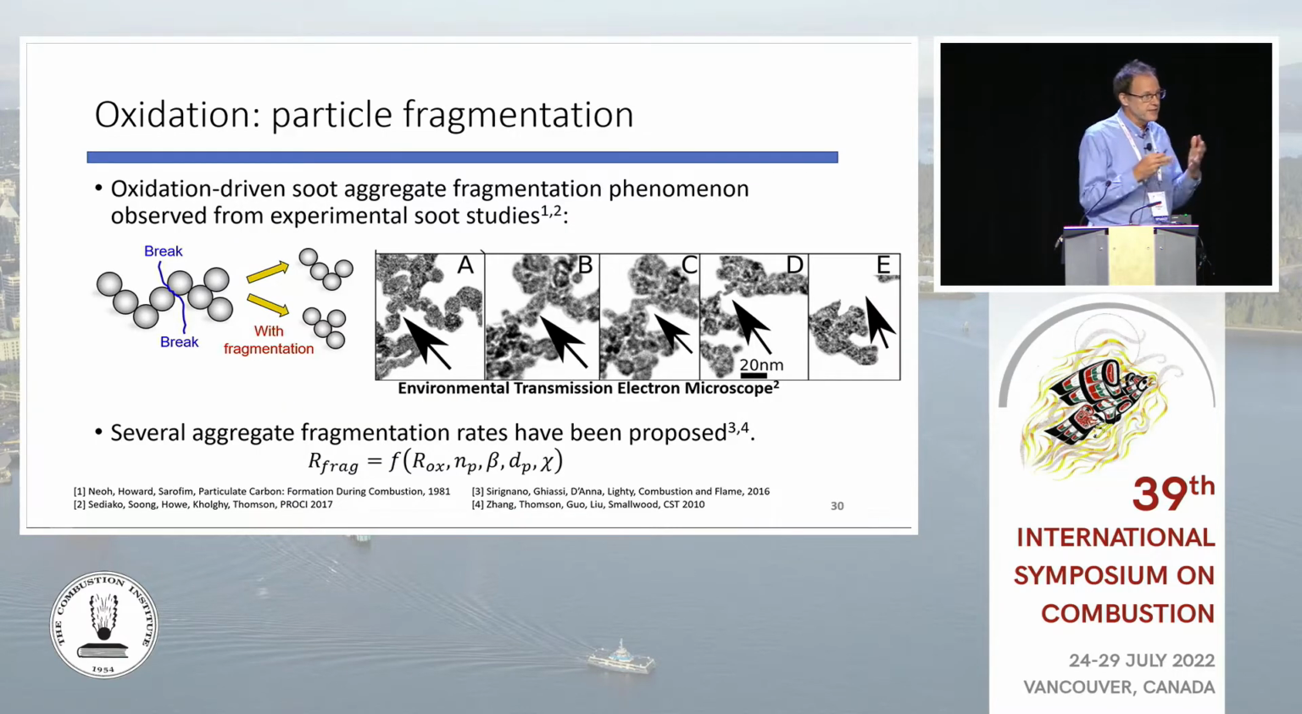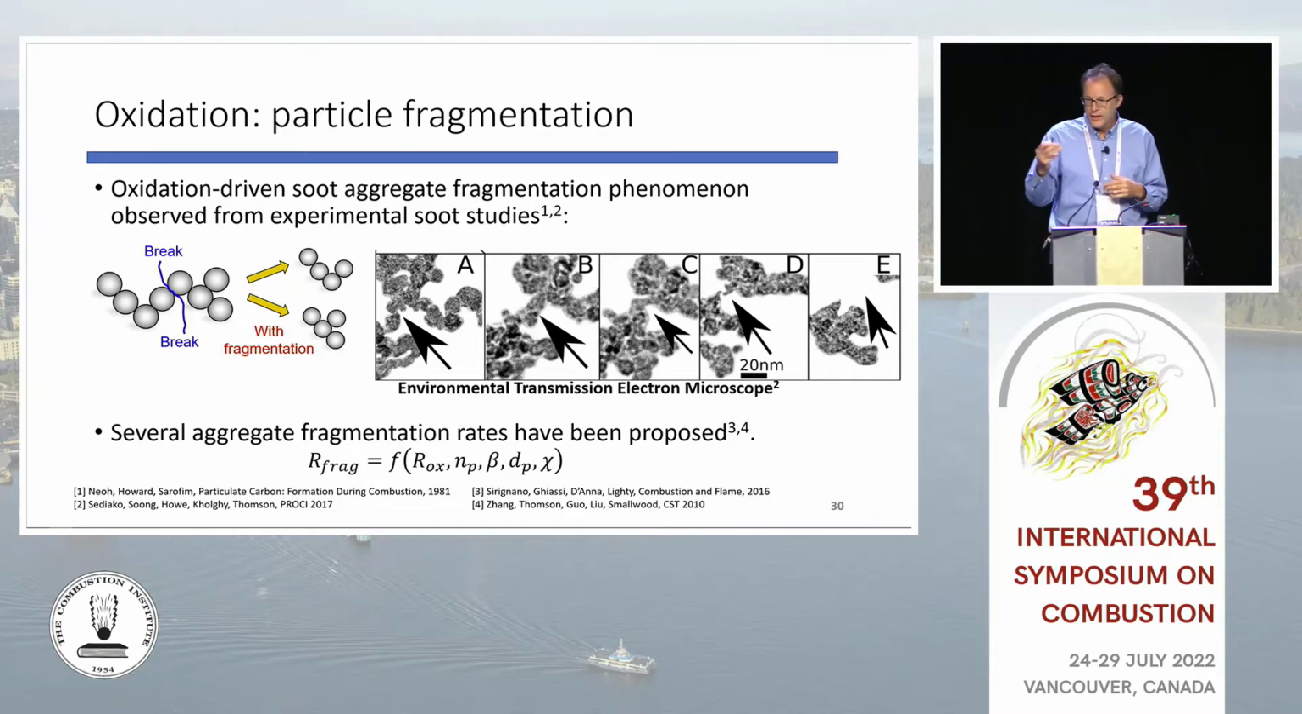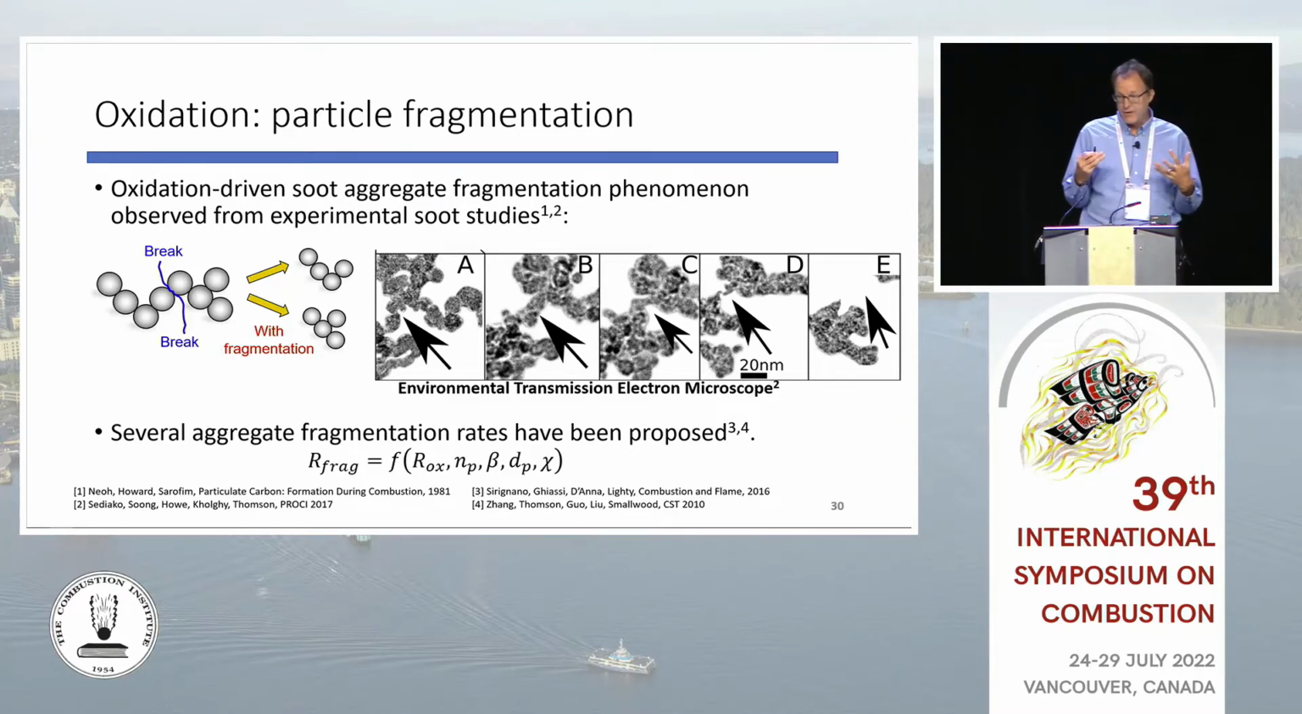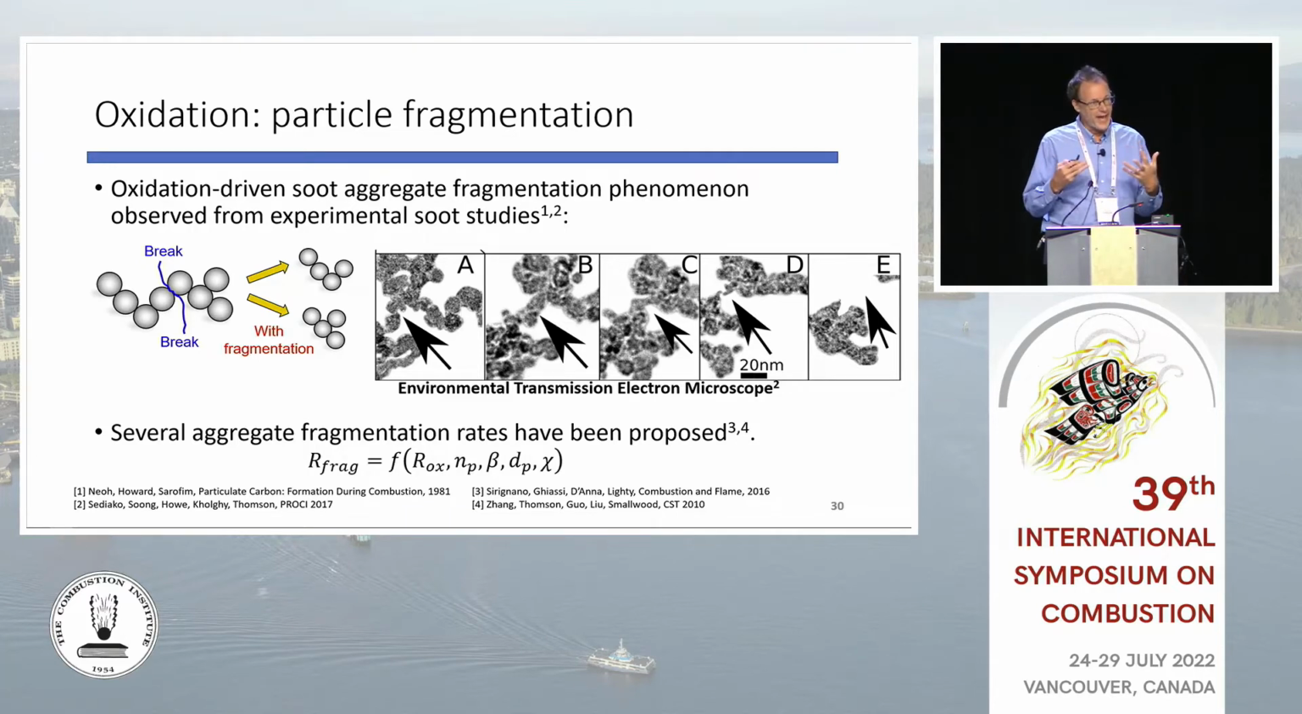Now, when we have oxidation, things can happen to the primary particle and the aggregate. Here we see particle fragmentation, so aggregates can fragment. As the oxidation eats away at the particle, it can break up into aggregates, and we see this in the images on the right. Those are done in environmental TEM, and you see the particle being oxidized, being attacked, and the bridge, which the arrow is showing, gets eaten away, and eventually it breaks apart and you have two aggregates. Now, Sirignano and co-workers have developed an aggregate fragmentation rate, and it's a function of both the oxidation rate and the particle morphology.